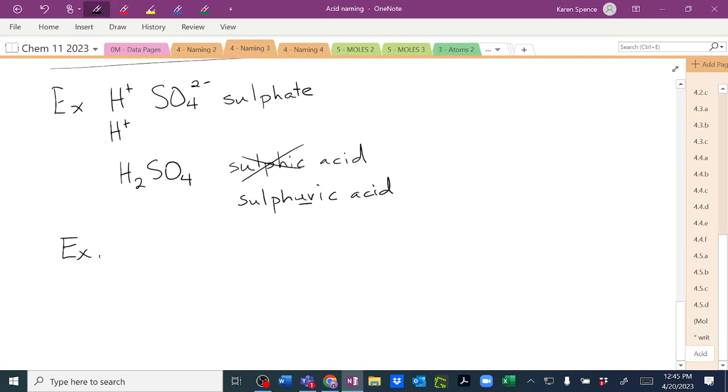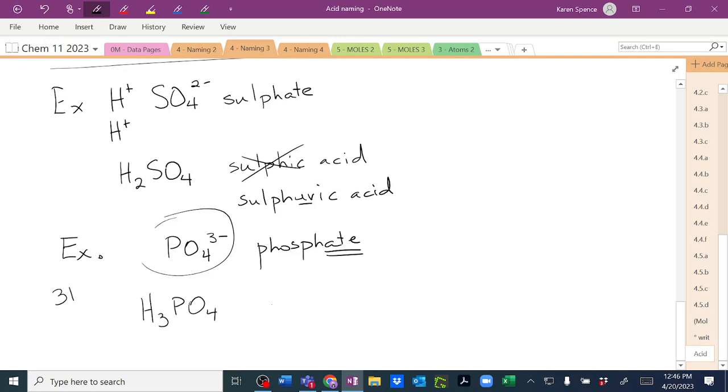And just because we should, what if we had phosphate? PO4 3- is phosphate. So we're going to have that "ick" ending because I ate something icky, but because it's phosphate, I need to have the extra "or", so I'm going to name it, I have H3PO4, 3 H pluses to go with my 3- there, and that would be phosphoric acid.